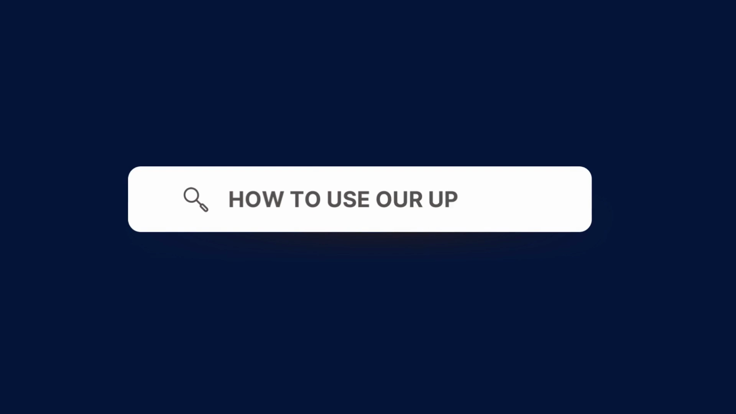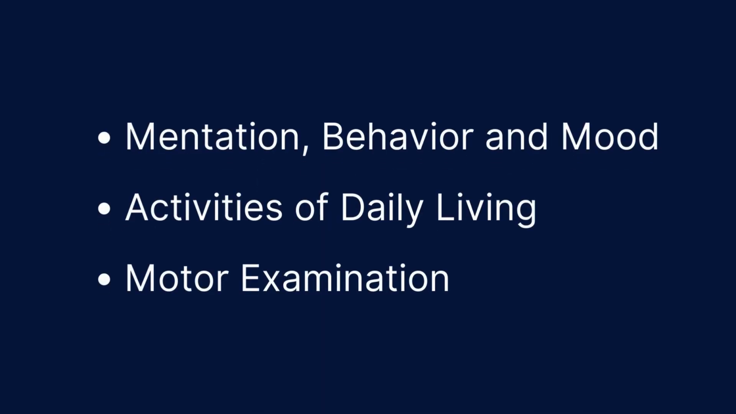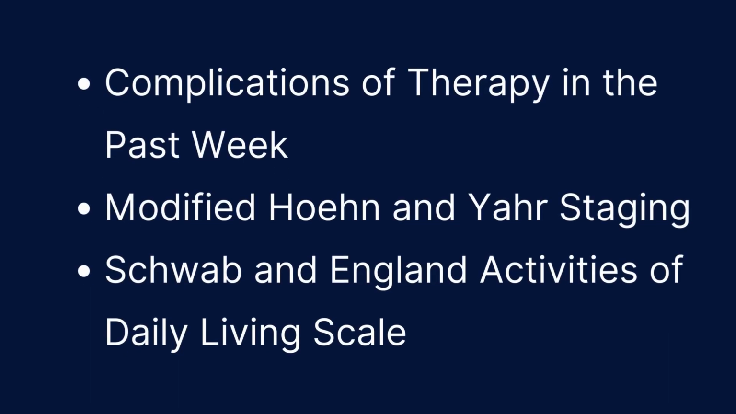To use our free UPDRS, follow these steps. Download our UPDRS from the Carepatron platform, which you can find in the link in the description. The test itself has 6 sections: mentation, behavior and mood, activities of daily living, motor examination, complications of therapy in the past week, modified Hoehn and Yahr staging, and Schwab and England Activities of Daily Living Scale.